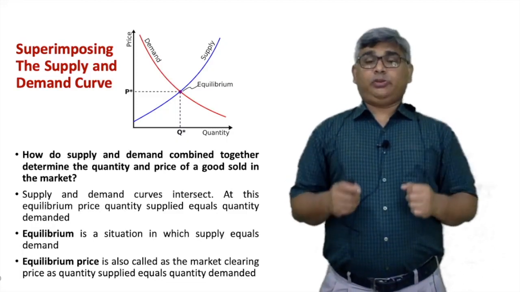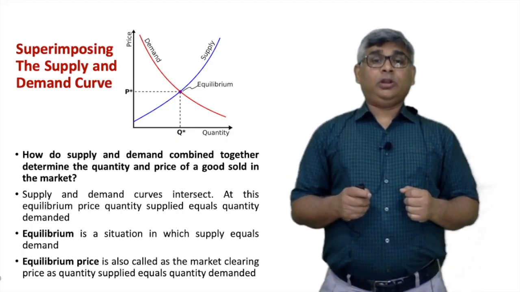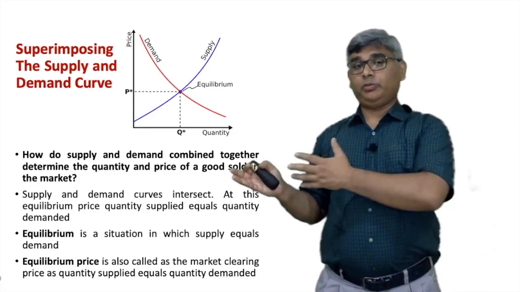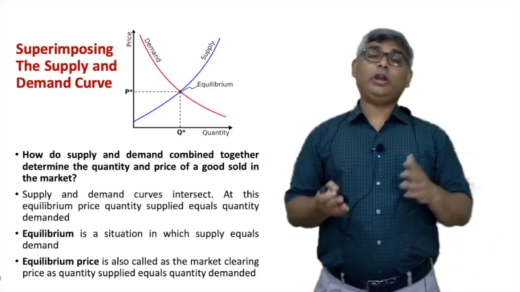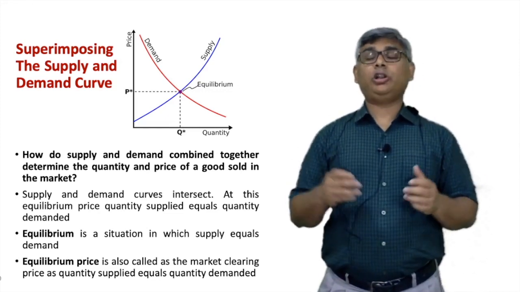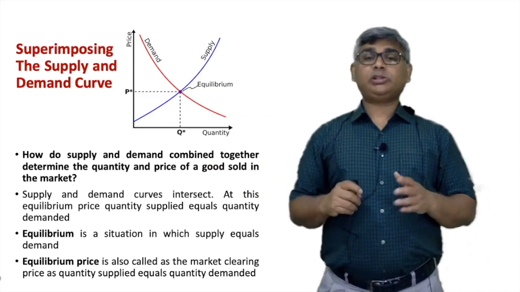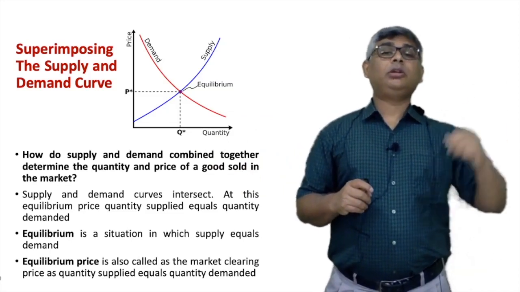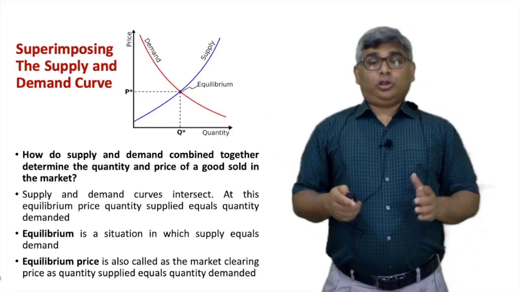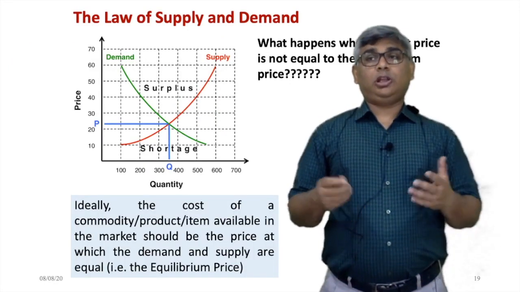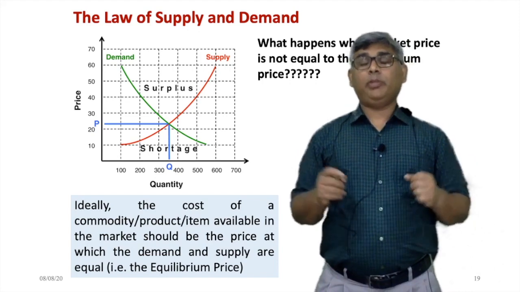What is the importance of this curve? This is an ideal curve, both from the end user's point of view and from the supplier's point of view. Whatever quantity is being demanded by the end users is being supplied by the manufacturer. So an important implication of this curve is what we call the law of supply and demand.